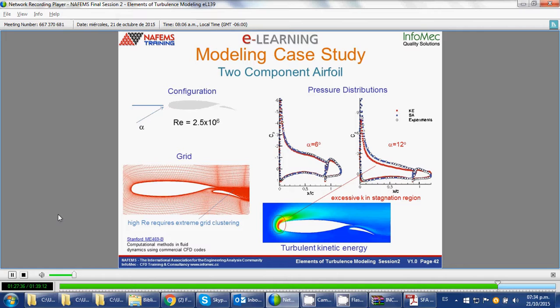So that's one study. Here's another one from Stanford, and they looked at the different SA model, K epsilon, and so forth against experiments, and they saw that at different angles of attack, in the comparison with experiment, for example, the SA model did much better for higher angle of attack. And they looked at the K epsilon, they see that there's an excessive K predicted near the stagnation area.